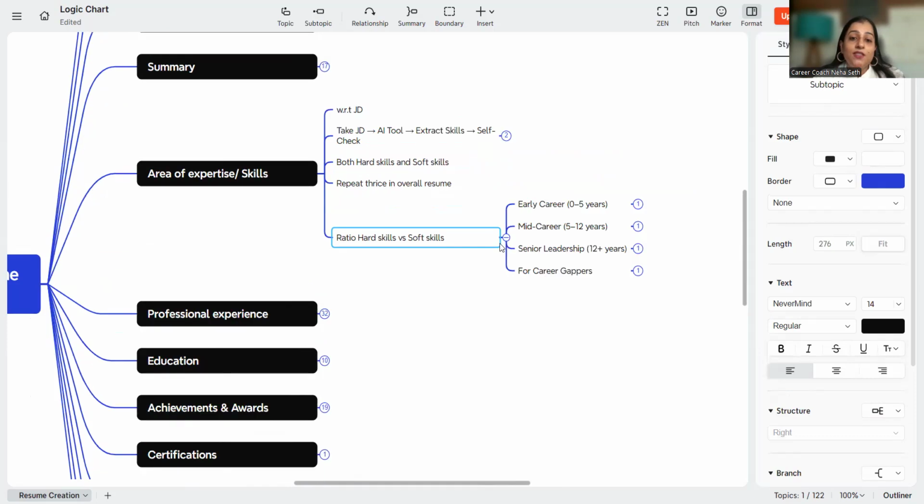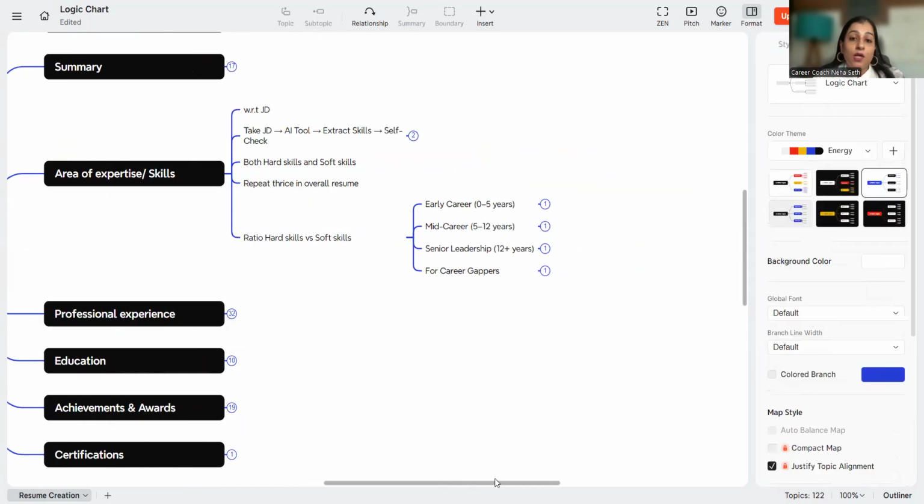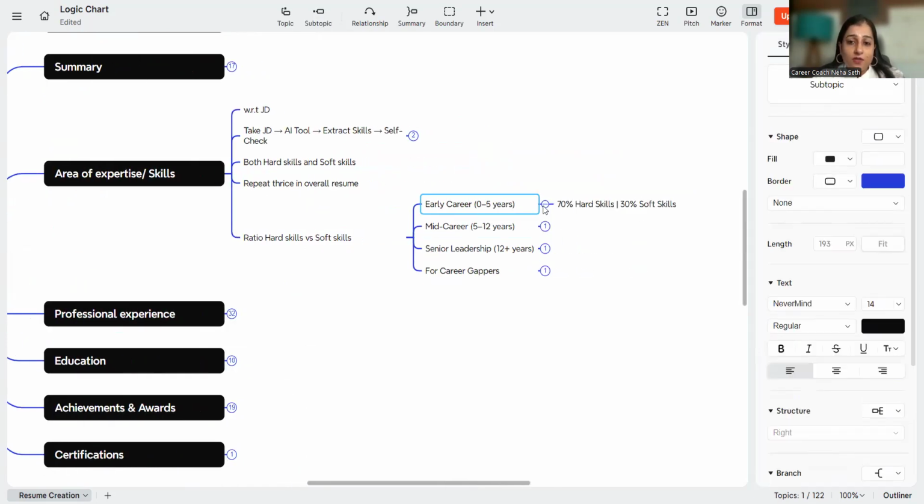The important thing is that if you are somebody from an early career, 0 to 5 years, then you have to make it 70% hard skills and 30% soft skills. And why do I say so? Because when you are in your early career, people want to know what you bring to the table. That means your technical skills should be very, very strong. So that is why the ratio is 70 to 30%.